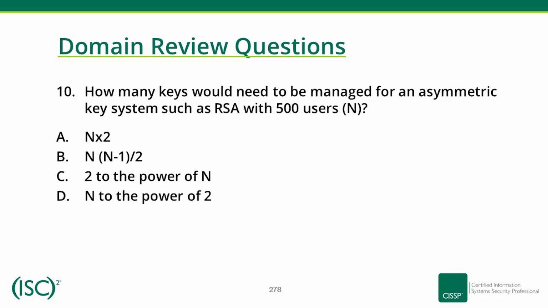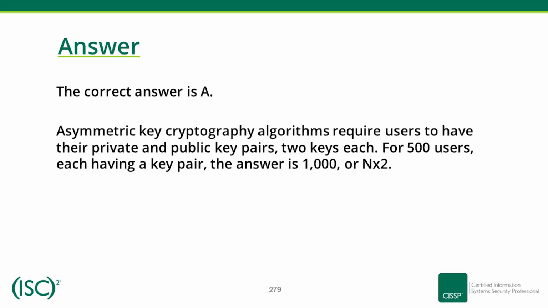10. How many keys would need to be managed for an asymmetric key system such as RSA with 500 users? N. A. N×2. B. N^(1/2). C. 2 to the power of N. D. N to the power of 2. The correct answer is A. Asymmetric key cryptography algorithms require users to have their private and public key pairs, 2 keys each. For 500 users, each having a key pair, the answer is 1000 or N×2.